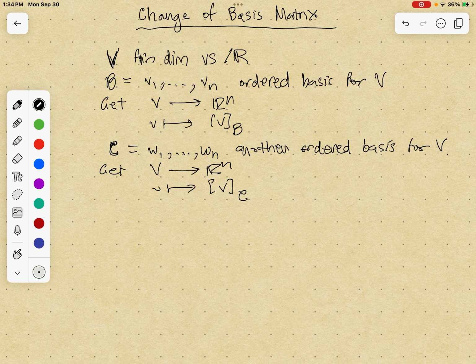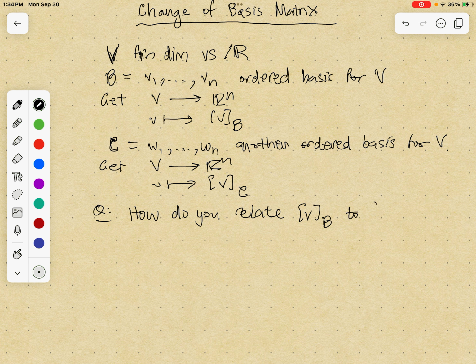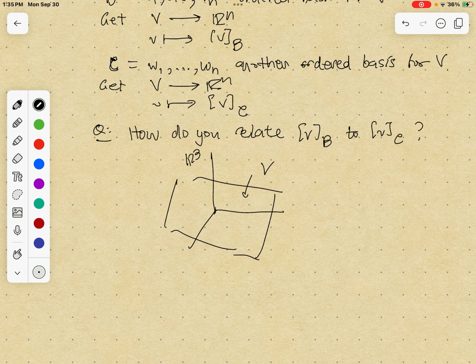Well, once you have these two bases, you're going to have two different coordinate vectors, and now the question is, how do you relate this first coordinate vector to the second coordinate vector? So let's just do a little picture. Let's say that V is some subspace of R3. Again, let's just make V some plane, right? So that's V, it's a two-dimensional space.